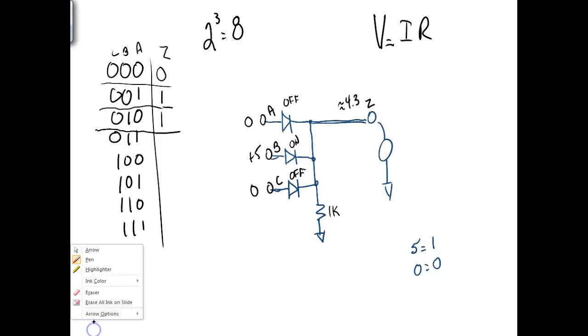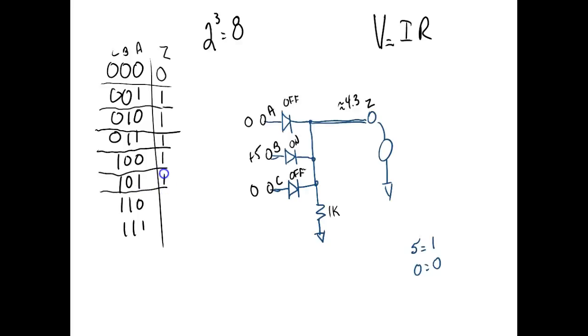So what's going to happen next? On the next one, both A and B are going to turn on. What are we going to get out? We're still going to get 4.3 volts. We can't get more out than we put in, right? Y'all understand? So on this combination, what would we get? We get a 1. Here, a 1. Here, a 1. Here, a 1. And here, a 1.